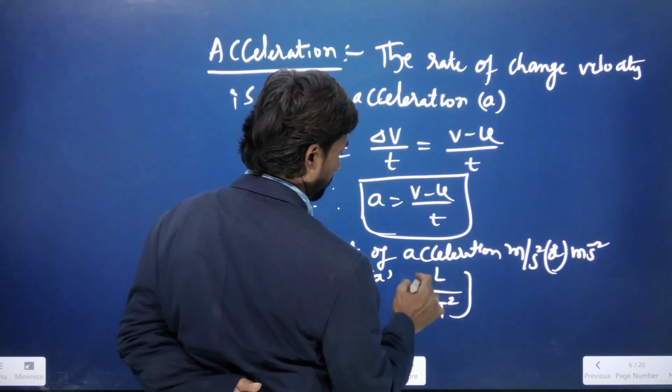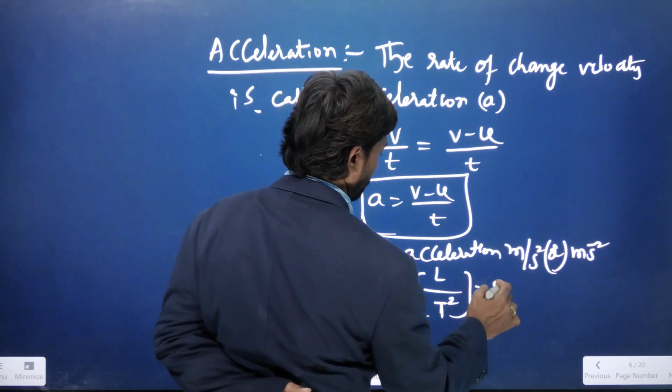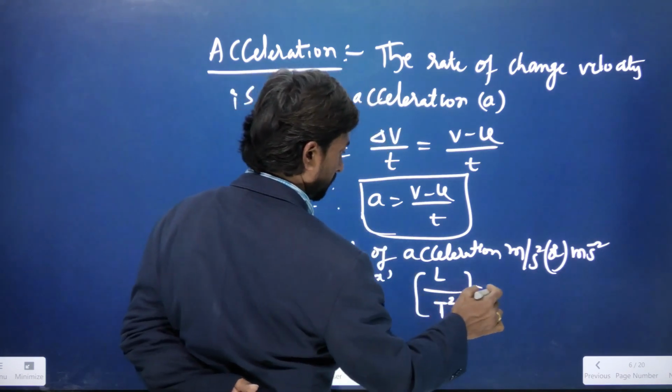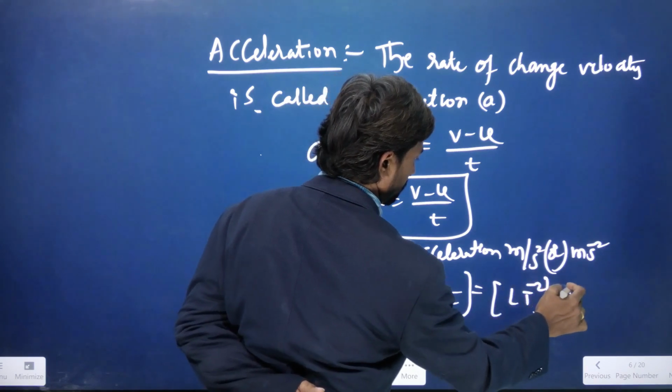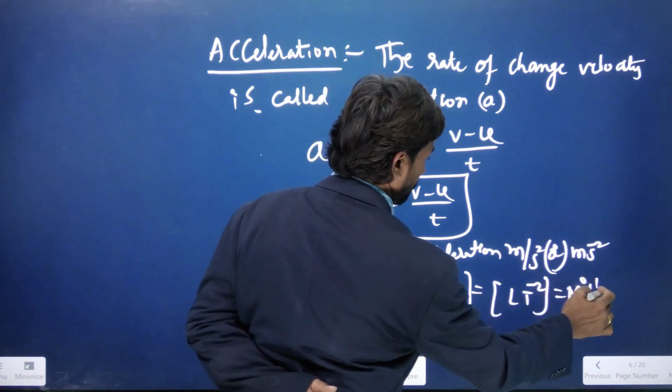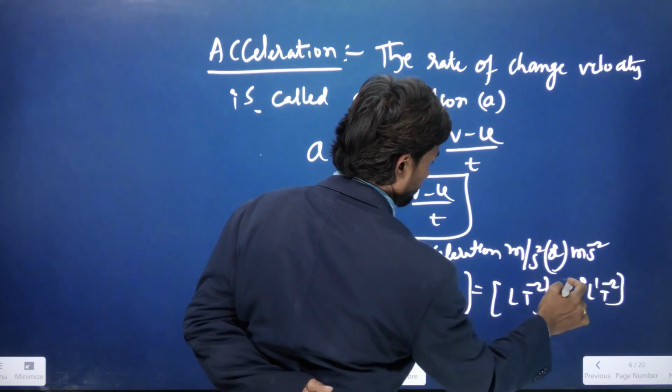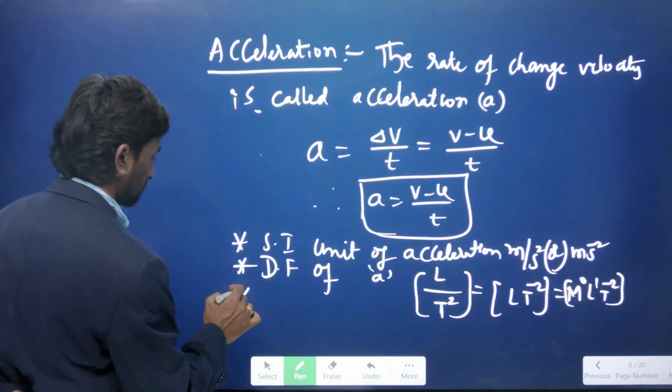Okay. So if you write this all in the numerator, we can write L T power minus 2, and it is also equal to M power 0 L power 1 T power minus 2. So this will be the dimensional formula of the acceleration.